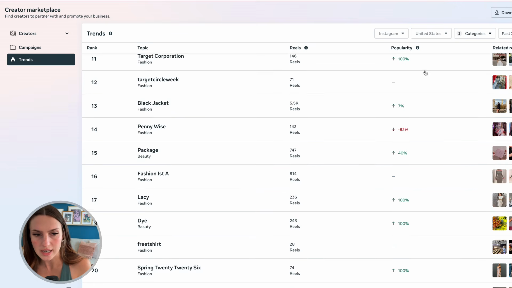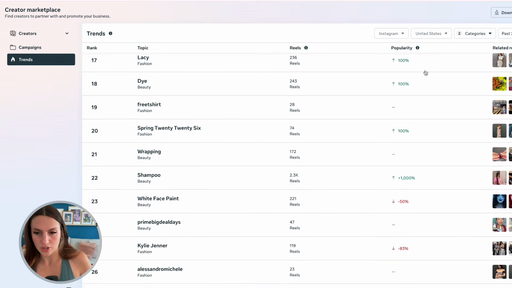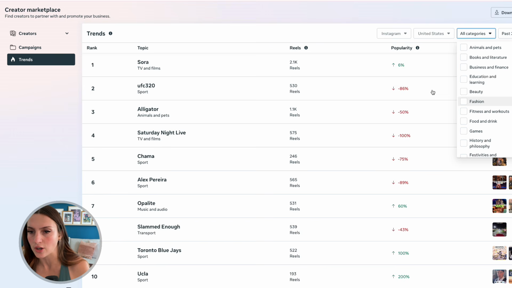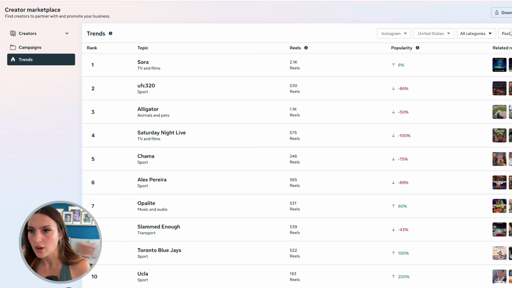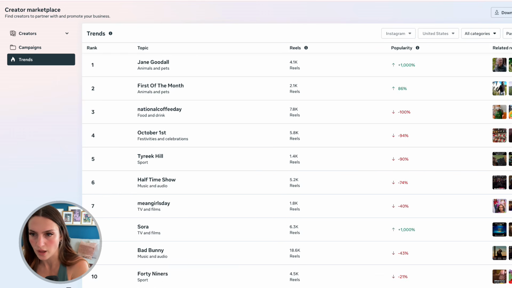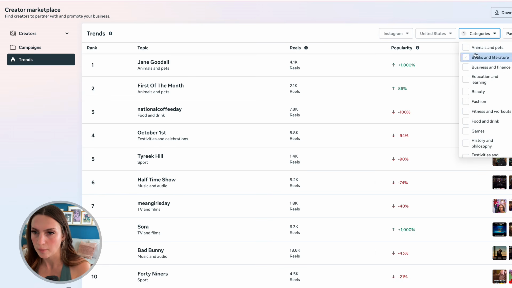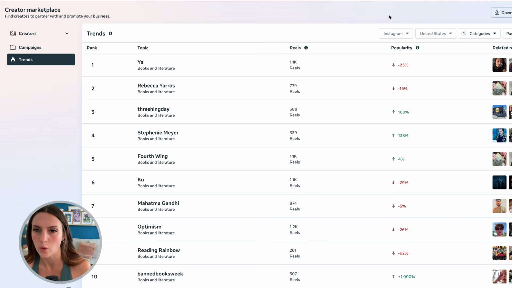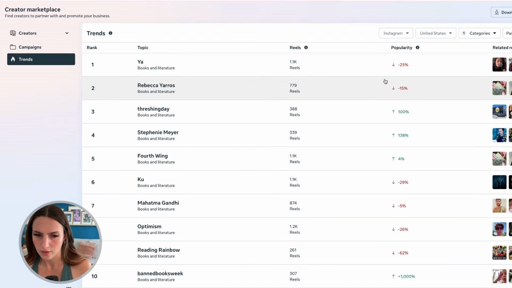Lots of stuff. Again, this is not my industry, so I wouldn't know, but it gives you a sense of what people are talking about. And I would set this, by the way, to 7 days. I think that gets the best results over the past 7 days versus 24 hours or 30. I think it's just not as relevant. Books and literature, like what's trending in books and literature. There's just so many different categories. It's very cool.